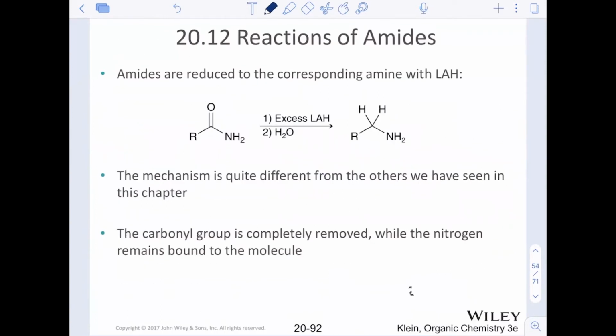Amides are reduced by lithium aluminum hydride. The mechanism is quite different from the others that we have actually seen in this chapter. The carbonyl group is completely removed while the nitrogen remains bound to the molecule. So when we're looking at these, most often the oxygen was left as the alcohol. And notice here how that is completely removed, and we actually are going to keep the nitrogen on the molecule. So lithium aluminum hydride will make amines, not alcohols, from amides.